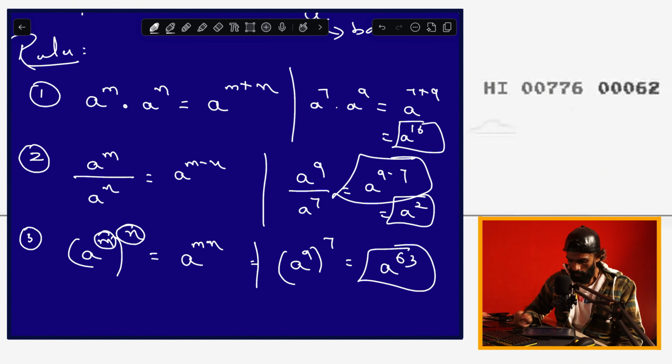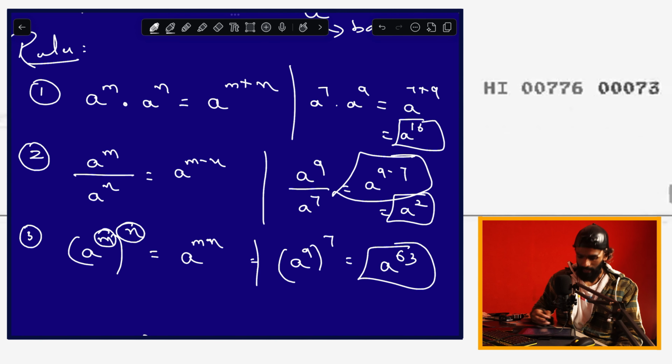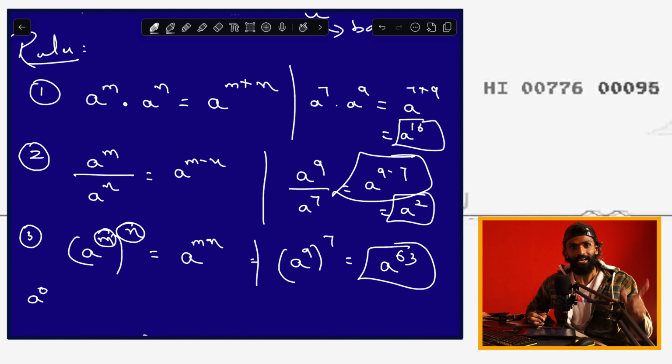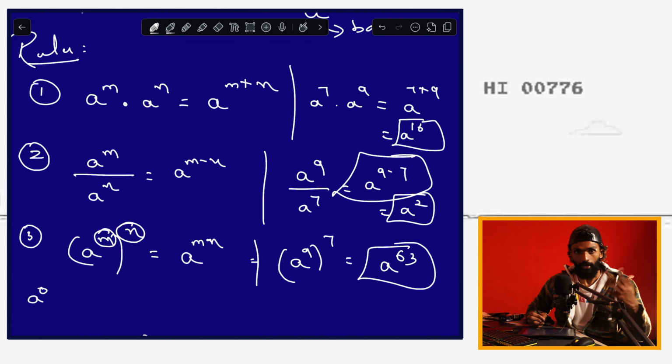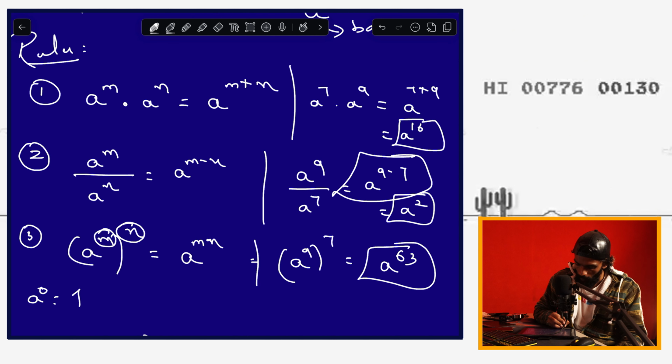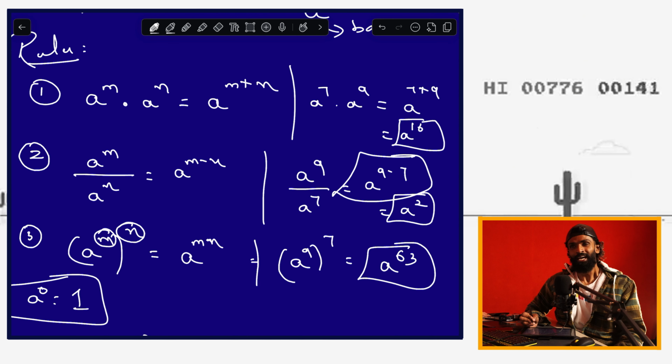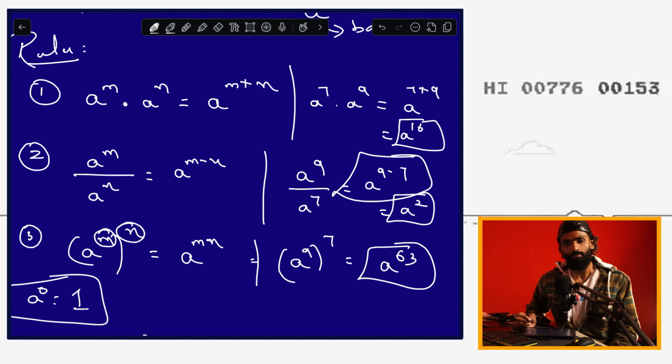Okay, these are the rules. The fourth one, more like a hint, is anything to the power 0. Any base, the base might be 1 lakh, 1 crore, it might be 100 crores. But if the power becomes 0, then the answer will always be 1. Always 1. It's not really a rule, but it can be applied.